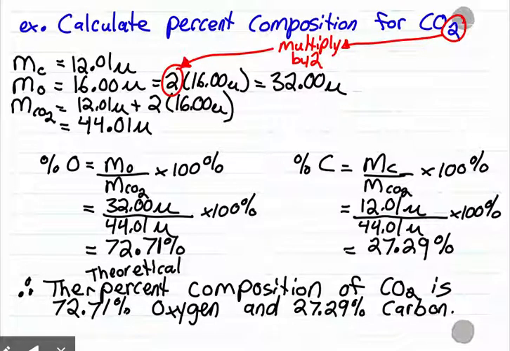Okay, so that is it for percent composition. You will have some practice to do, and you will have a check-in coming your way at some point in the near future. So make sure that you do some of the percent composition practice. Remember, if you have multiple of one atom, like in our carbon dioxide, you multiply that by 2 to get the overall mass of the element.